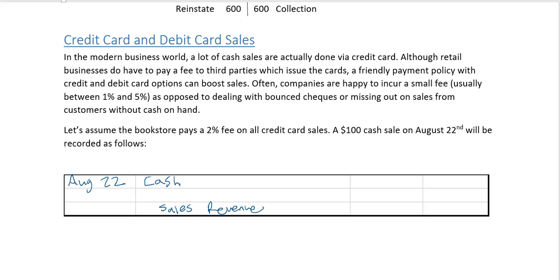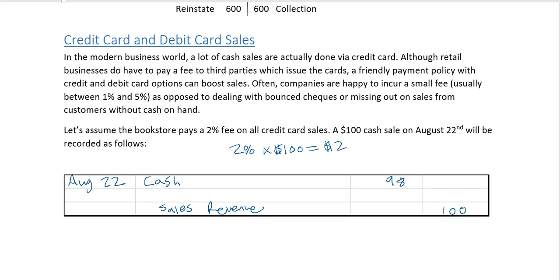Let's go ahead and fill these in. So the first thing to note here is there's a 2% fee on the $100 sale. So that will be a $2 fee. In reality, you will only collect $98 in cash. The $2 fee will go to a third party who issued the credit card. Our sales revenue will still be 100. We sold $100 worth of stuff.